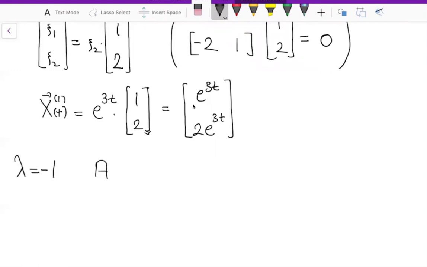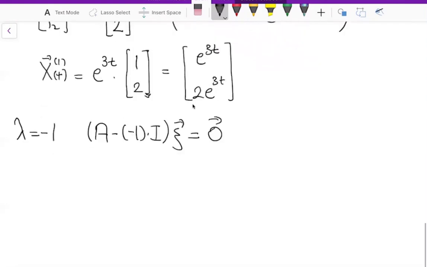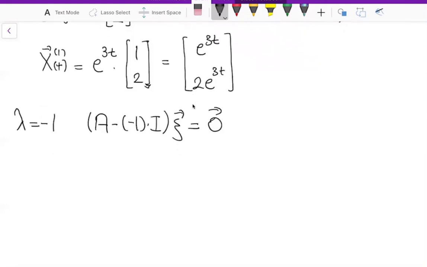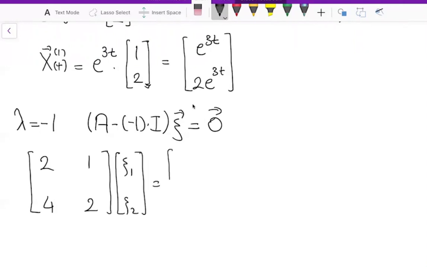So I need to solve A minus (-1) times the identity, because C is equal to 0. If you now do this, our matrix is going to be, basically you're adding 1. So we have now 2, 1, 4, 2, times C1 and C2 equal to 0, 0. We need to solve those.